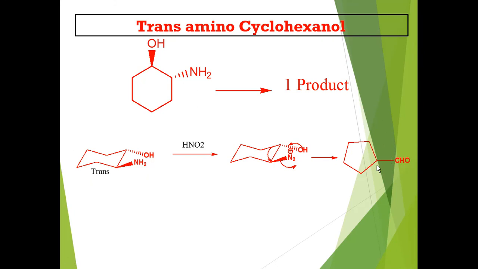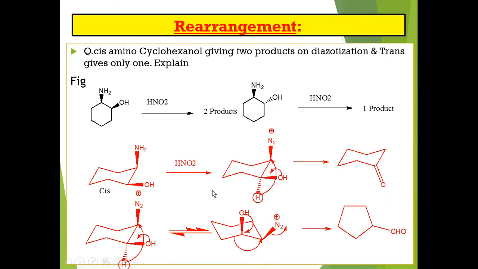So this question is asked most of the time in examinations: why does cis give two products and trans give only one product? The answer is that in the cis case a trans-diaxial situation is possible, therefore the cyclohexanone product will be formed and the rearranged product is also formed. But in the trans isomer, such a trans-diaxial situation is not available, and therefore only the rearranged product is formed.